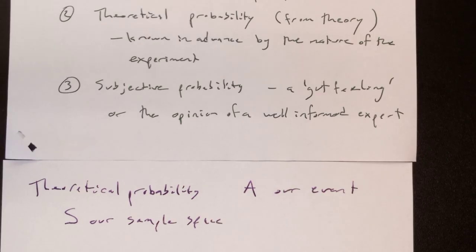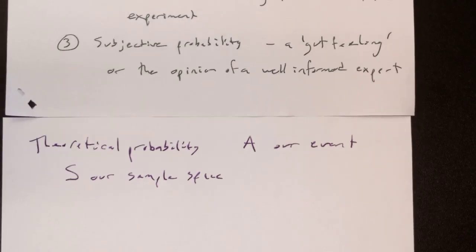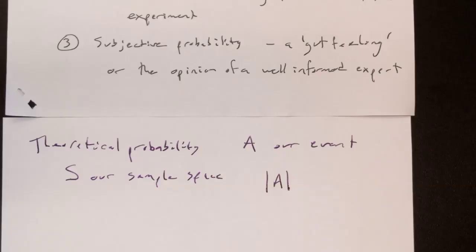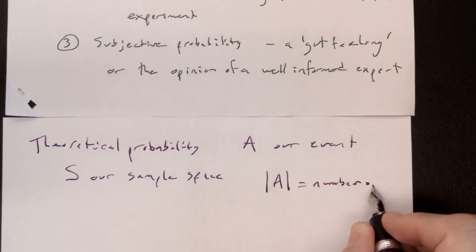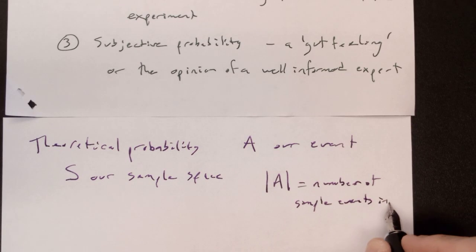So if I have A, our set of an event, this could be a compound event, it could be a simple event. So I'm going to define the size of A. These vertical bars are usually read as the cardinality of A or the size of the set: the number of simple events in A.